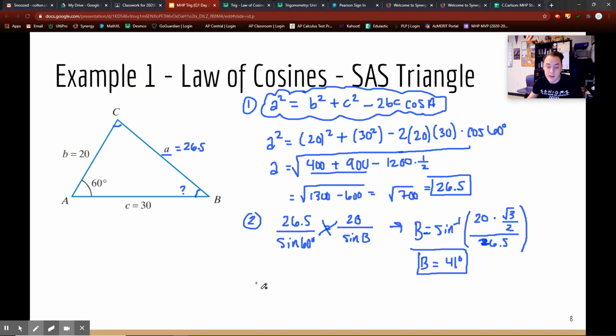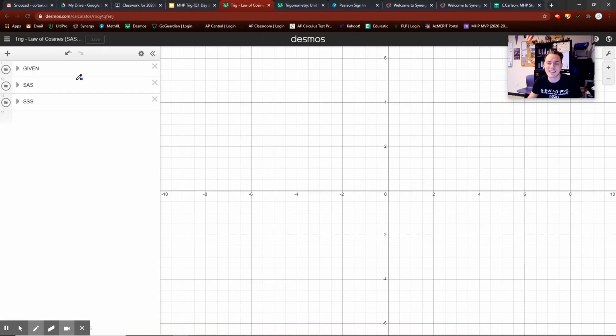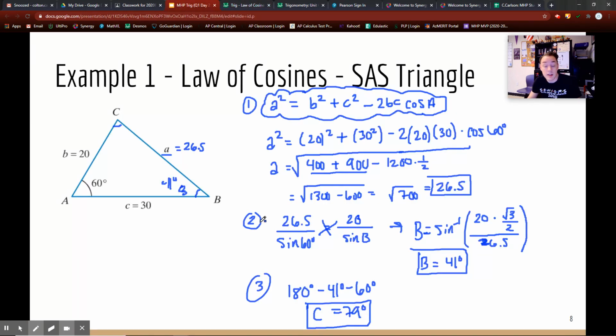And now my third and final step: since I know that this right now is 41 degrees, I can just take 180 degrees minus 41 degrees minus 60 degrees, and that will give me what C equals, which is 79 degrees. So as you can tell, this is actually a lot easier than the law of sines, I think. It's really just plug and chug with a lot of different things. If you can figure out how to enter this into the calculator, go for it. It may work. But it's not bad to do by hand either.